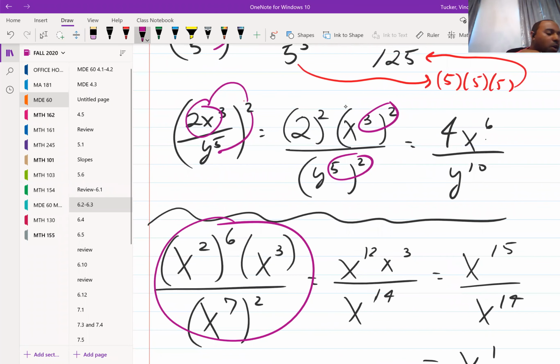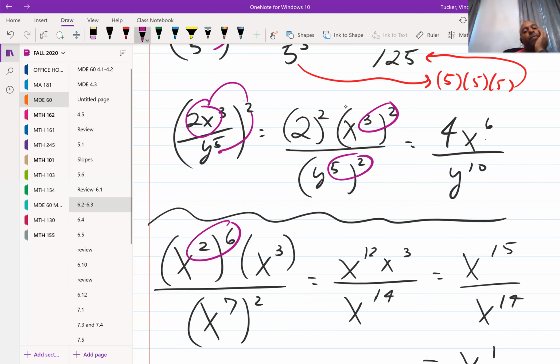All right, this is our original problem. For the next one, x to the second raised to the 6th power, times x cubed, divided by x to the 7th raised to the 2nd power. All right, so multiply your exponents right here. X to the second raised to the 6th power would be x to the 12th. Power to a power, you multiply.